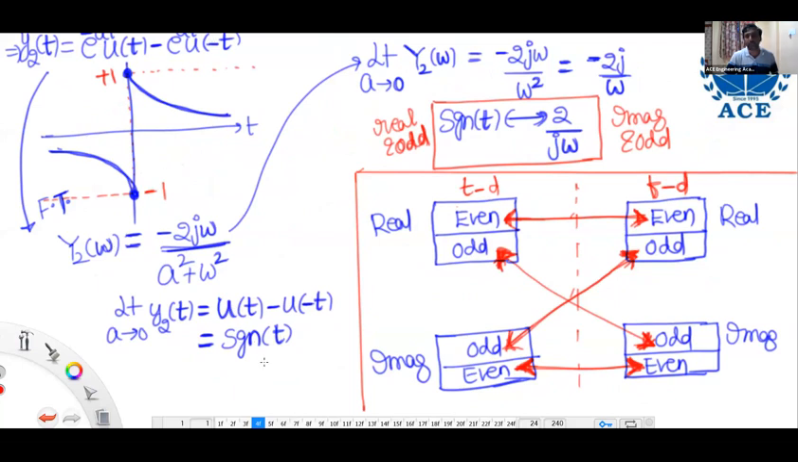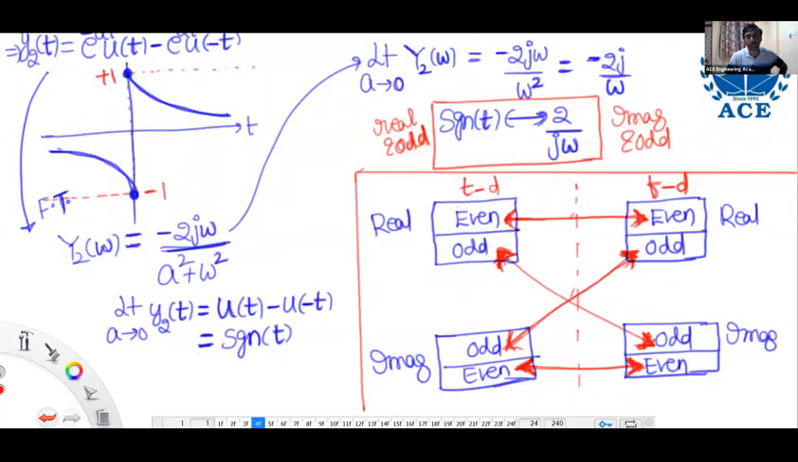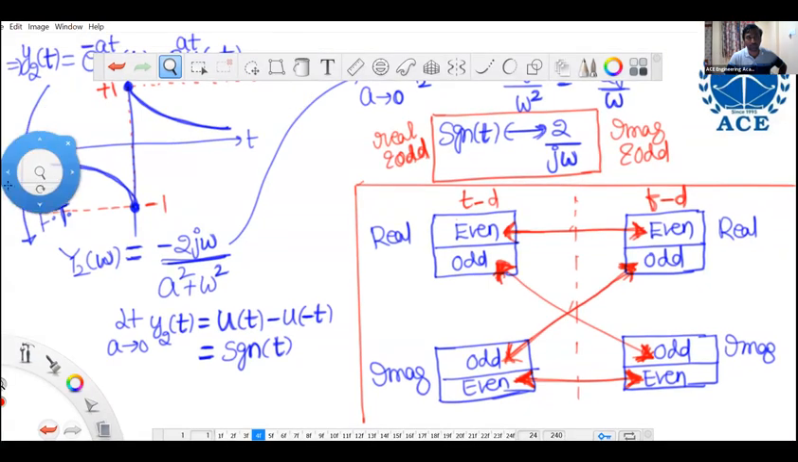Till now, we discussed 4 formulas, but all 4 formulas depend on which relation? Our first relation. Whatever 4 relations we have derived, they are all linked to the first signal or not. The decaying exponential is a Fourier transform pair with 1 by a plus j omega. Correct or not?